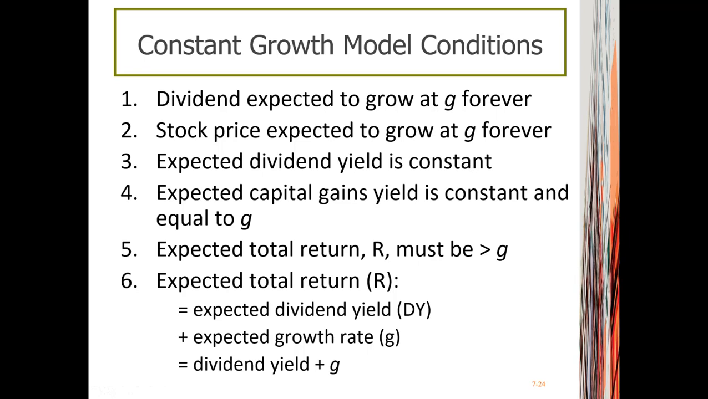Well, is that a reasonable assumption? Well, it could be, but it's not that realistic. And also the capital gain yield is constant and it should equal G. And the expected total return R must be greater than G. Otherwise, you will get a negative stock price.